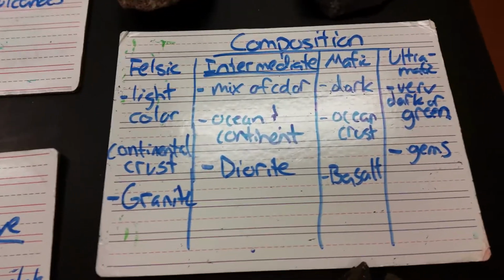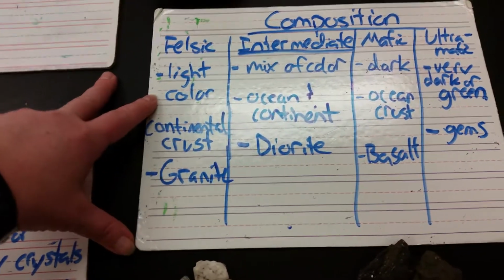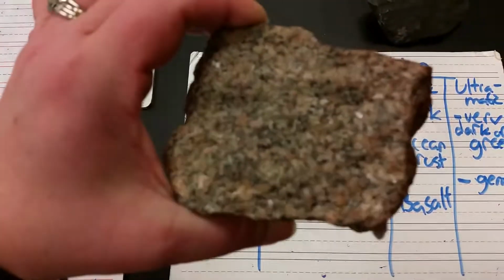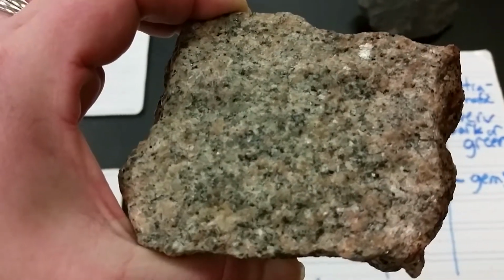The last topic is composition. So you have felsic igneous rocks, which are light in color, and they form from continental crusts. And a great example is granite. So here's a piece of granite. Notice that the crystals are large enough you can see them. There's pink ones, white ones, gray, and black, but they're all very large.